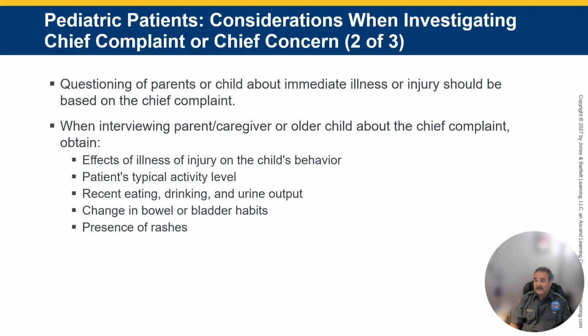Recent eating, drinking, how much have they been peeing? Have they been okay with that? Change in bowel or bladder habits, especially diarrhea or polyuria, which means too much pee. They've been peeing too much, those kinds of things. Because that gives us an idea of what their circulation status is, their perfusion status. They may be going into shock because they've been sick and had vomiting and diarrhea or excessive urination. And then rashes.